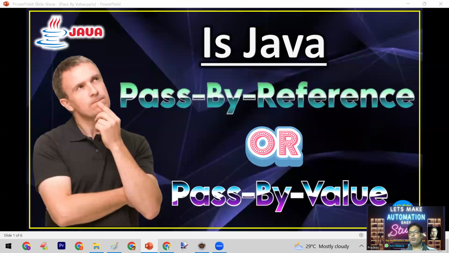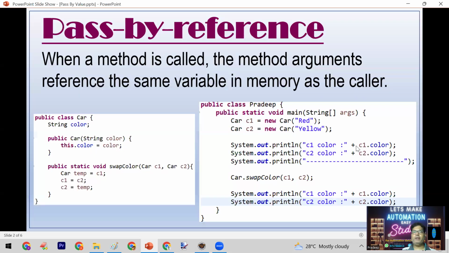Today in this session, we are going to discuss whether Java is pass by reference or pass by value. To understand this, first understand pass by reference. When a method is called, if the method arguments refer to the same variable in the memory as the caller, meaning both are referring to the same memory location, then it is called call by reference.